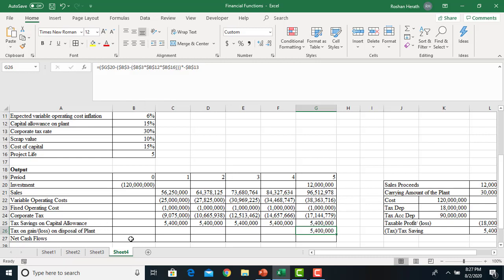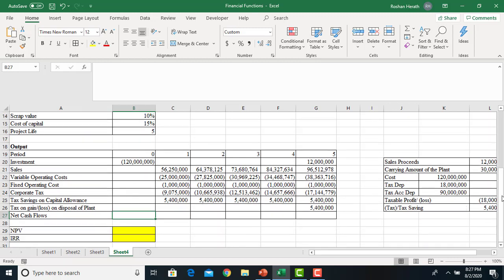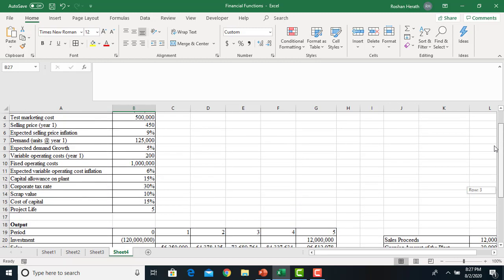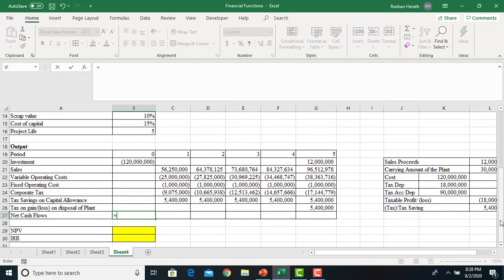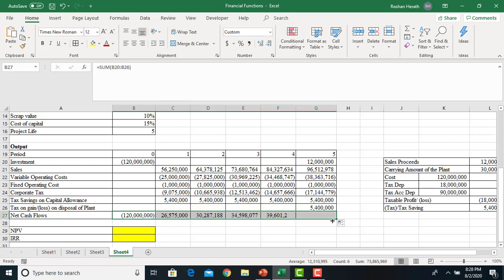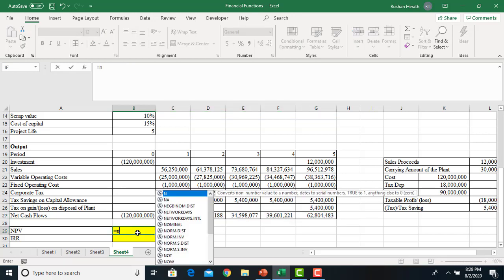Now you can take the net cash flow. The net cash flow can easily be taken. Now you have considered everything: scrap value, the corporate tax rate, everything. Get into the net cash flow. Take a simple summation, considering year 0 cash flows. You may simply drag it. This is it. You have considered everything. Now you can get the NPV easily.